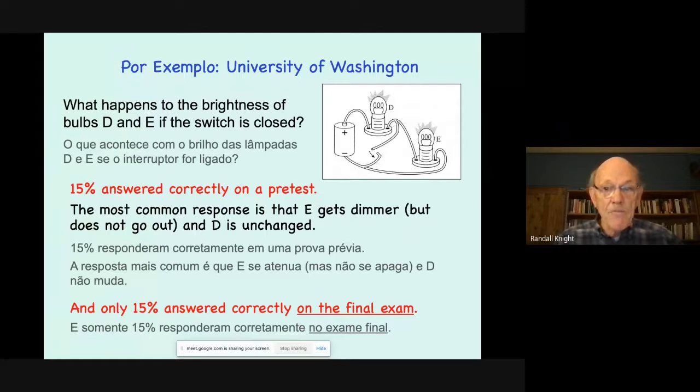And you can see the first and third of these is why they answered this question the way they did. When you close the switch, what does that do? Well, the battery, what's the battery? The battery is a source of constant and unchanging current. All that current goes through D, so closing the switch has nothing to do with the current going through D, and so it's unchanged. But now with the switch closed, there's a junction. What happens at the junction? 50% goes each way. So bulb E still gets half the current that it had before, enough to make it dimmer, but not enough to make it go out.